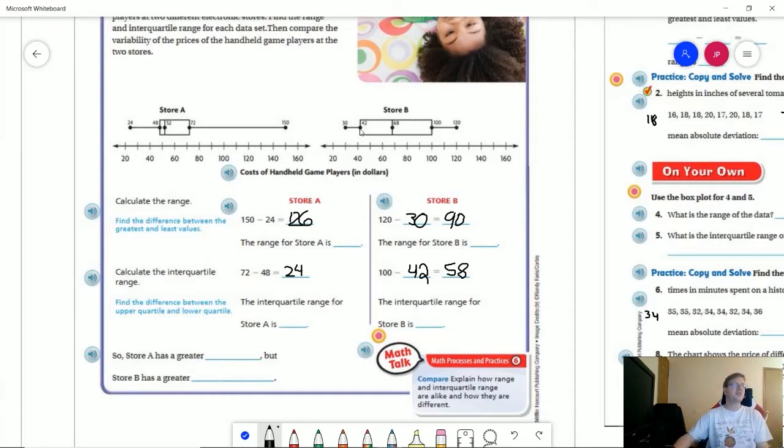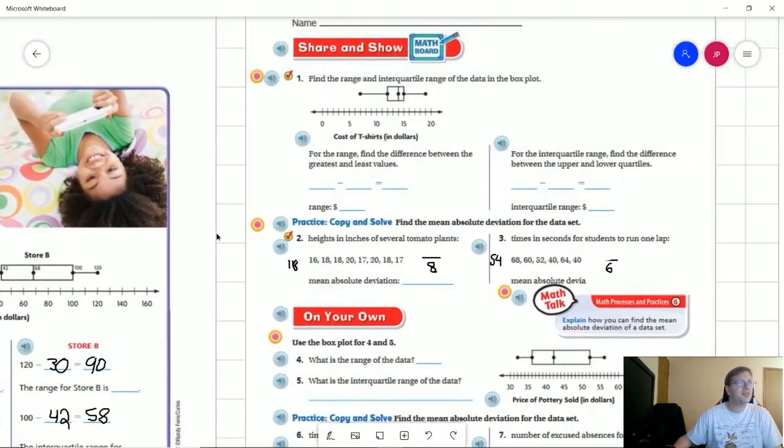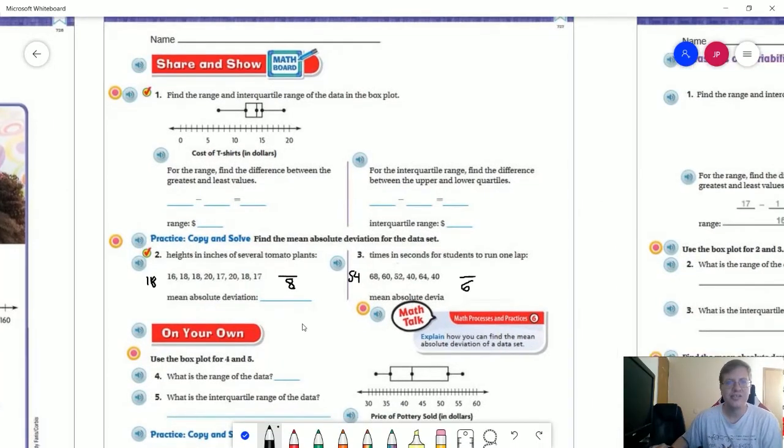And so sometimes there will be a correlation to that we can expect, sometimes not. We're just looking that just because one of these things is bigger doesn't mean both of them will be. So store A has a greater range, but store B has a greater interquartile range. I'm just going to abbreviate that IR, which you will see written on a couple places possibly throughout the lesson and for the homework. All right, so let's go ahead and take a look at our share and show problem.